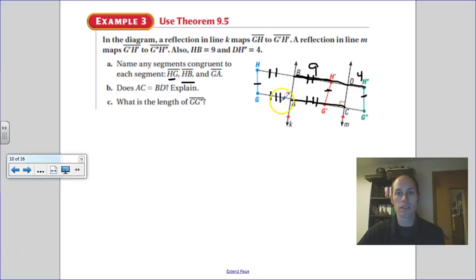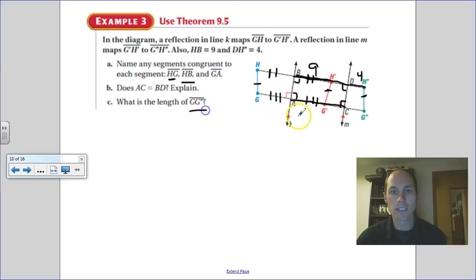Yes, they should be congruent because as we take a look at that, both of these sides are perpendicular to the lines of reflection. Therefore, we've got 90-degree angles here, which means we've got a rectangle. And so these opposite sides are congruent, and so would AB and DC.